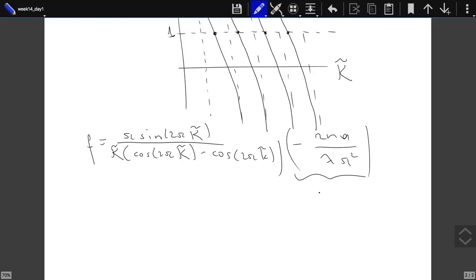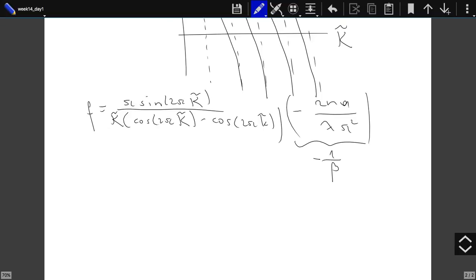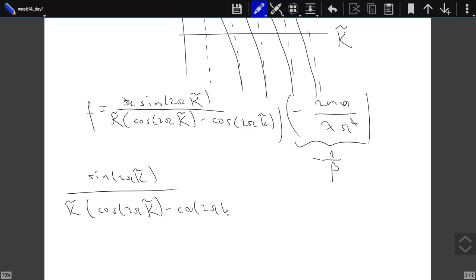So let's just call this coefficient over here minus 1 over beta. Basically beta and lambda are the same thing. It's just a measure of the strength of the Dirac deltas. So what we would like to find is the solution of sine 2 pi kappa tilde divided by kappa tilde, times cosine 2 pi kappa tilde minus cosine 2 pi k tilde, equal to minus beta. We are looking for solutions of this equation.